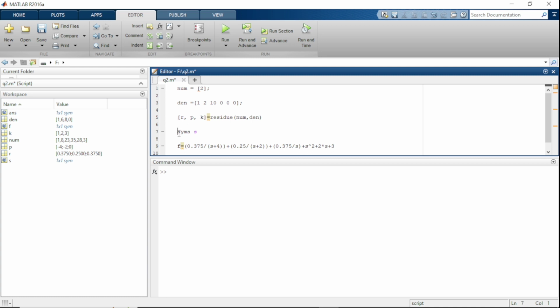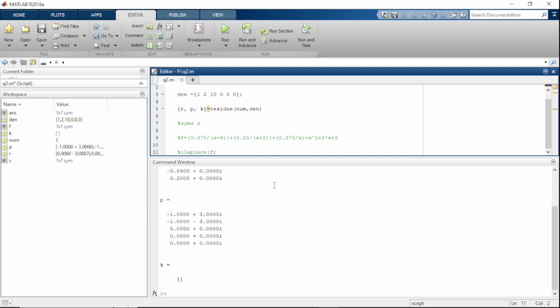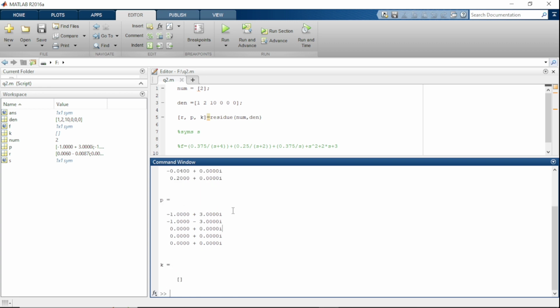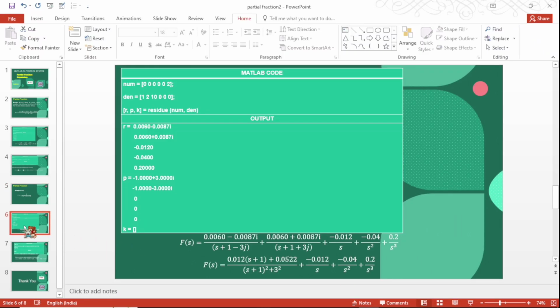So just omit this command. Okay, so here is the output. Here you can see the r values, and in total 5 roots are there, and these are the p values. Here you can see a total of 5 poles are there, and the k constant term is 0. So here we got the result.